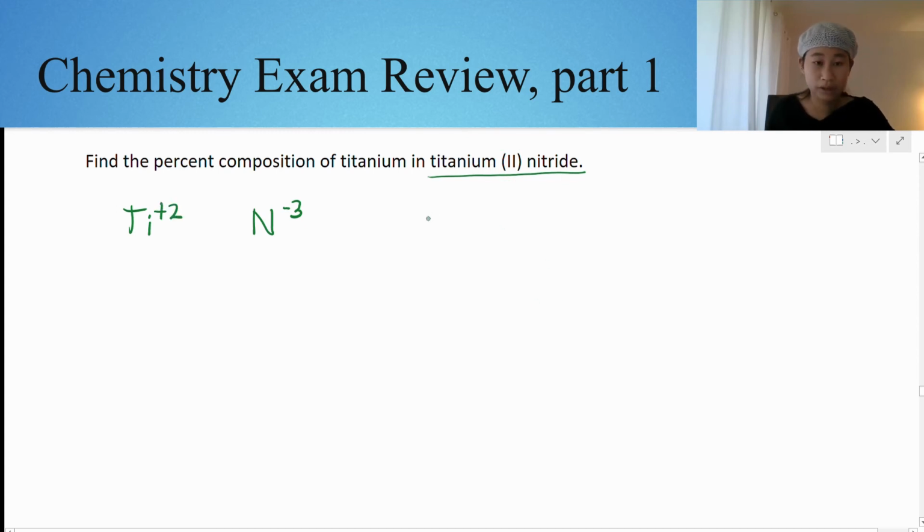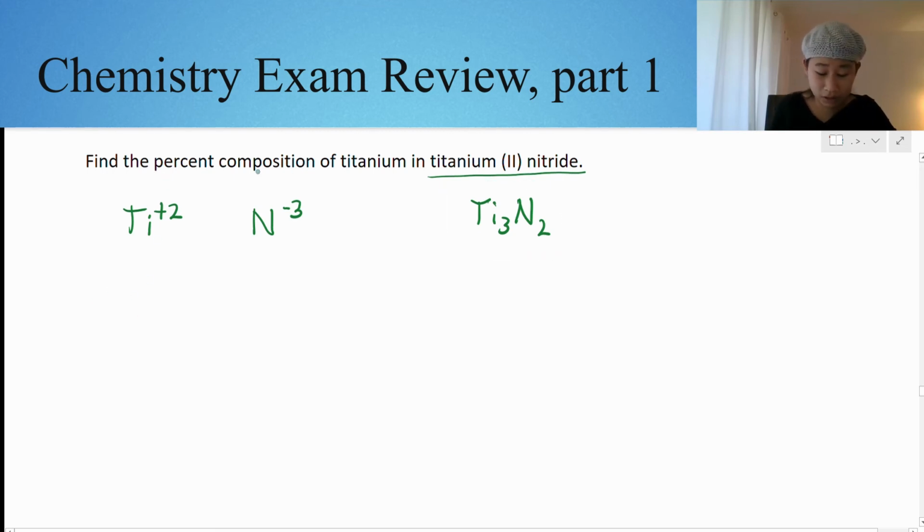Okay, so the formula here is going to be Ti3N2. So again, when you name this, just figure out how many titaniums and how many nitrogens of the smallest number you need to combine, so that all in all, the compound has a 0 or neutral charge. So now that we have found our formula, we can go ahead and find the molar mass.